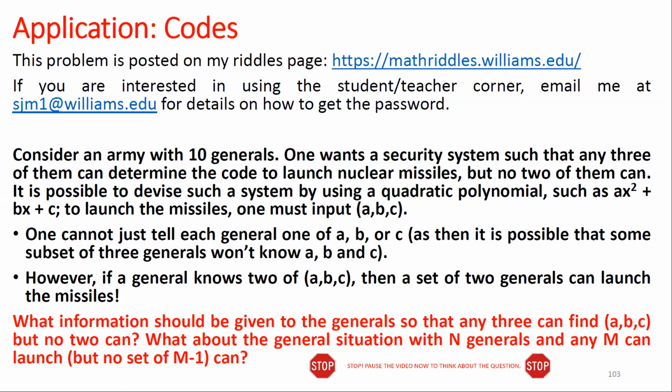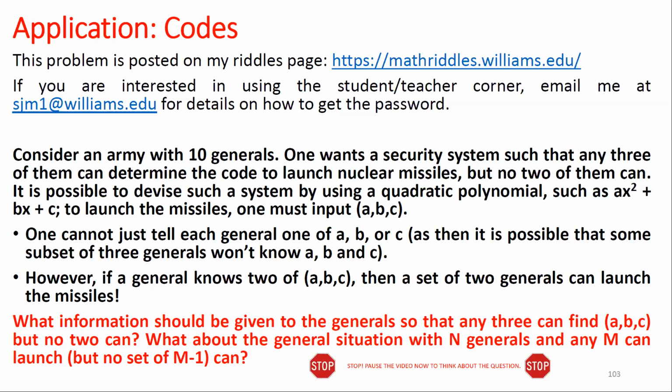So we can't give people 3 pieces of a, b, and c. We can't give them 2 pieces. And we can't give them 1 of a, b, and c. So it seems like there is no way to do this. So here is the riddle for you, and I'll pause in a moment. What information should we give the generals so that any 3 of them can find a, b, and c, but no 2 of them can?